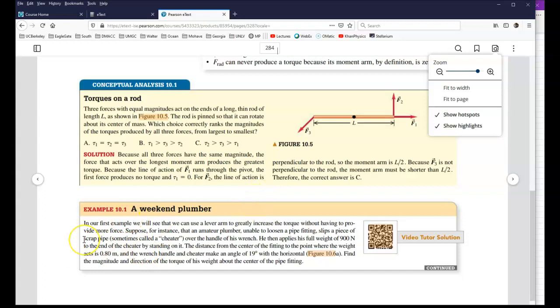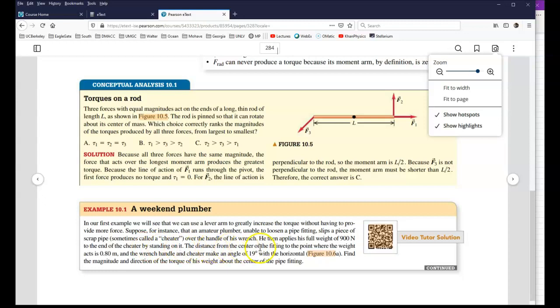There we go. He says in our first example, we will see how we can use a lever arm to greatly increase the torque without having to provide more force. Suppose, for instance, that an amateur plumber, unable to loosen a pipe fitting, slips a piece of scrap pipe over the handle of his wrench. He then applies his full weight of 900 Newton to the end of a cheater by standing on it.